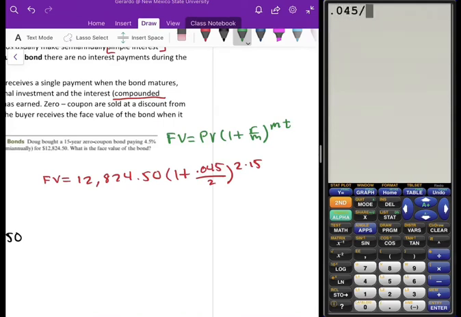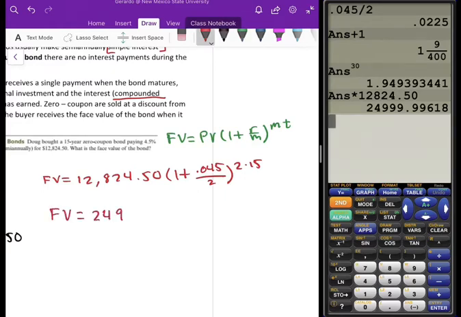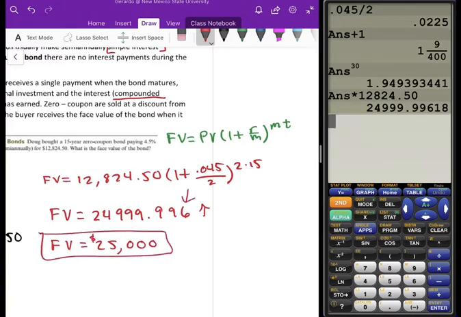We have 0.045 divided by 2 plus 1 to the power of 30 times 12,824.50. So we have that our future value is 24,999.996, which you round up, so future value is equal to $25,000. It was rounded up because of that digit right there.